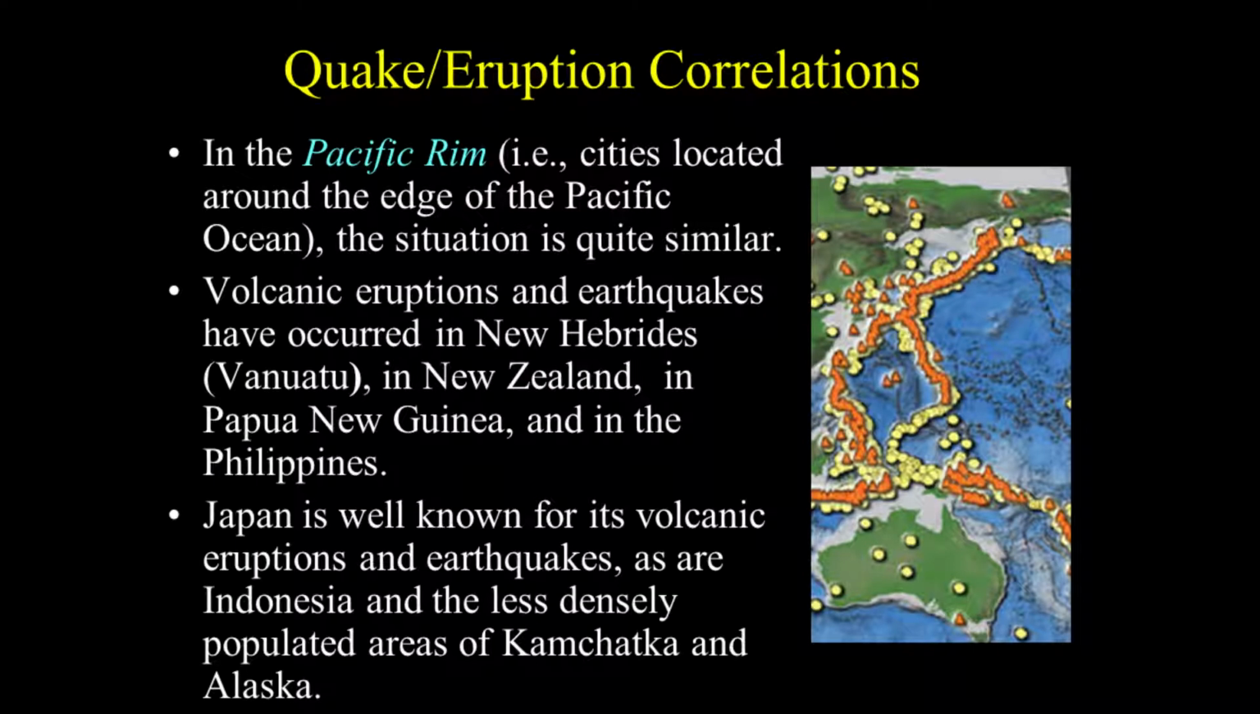In the Pacific Rim, that is, cities located around the edge of the Pacific Ocean, the situation is quite similar. Volcanic eruptions and earthquakes have occurred in New Hebrides, in New Zealand, in Papua New Guinea, and in the Philippines. Japan is well known for its volcanic eruptions and earthquakes, as are Indonesia and the less densely populated areas of Kamchatka and Alaska. Again, the black arrow in this picture indicates red and yellow dots close to each other, indicating these correlations.